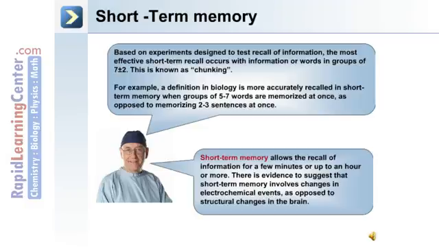Based on experiments designed to test recall, the most effective short-term recall occurs with information or words in groups of 7 plus or minus 2. This is known as chunking the information. For example, a definition in biology is more accurately recalled in short-term memory when groups of 5 to 7 words are memorized at once, as opposed to memorizing 2 to 3 sentences at once.